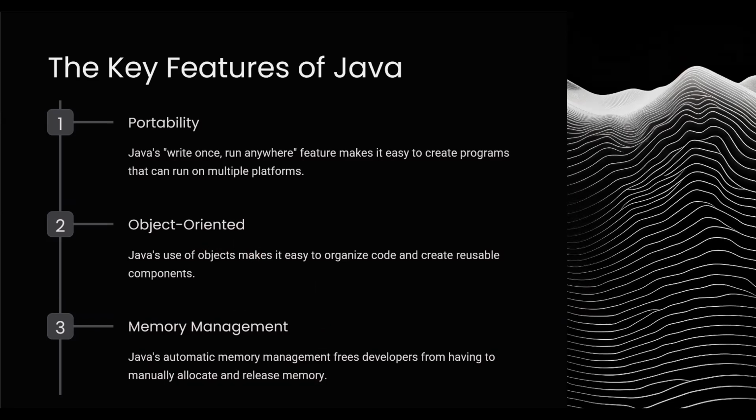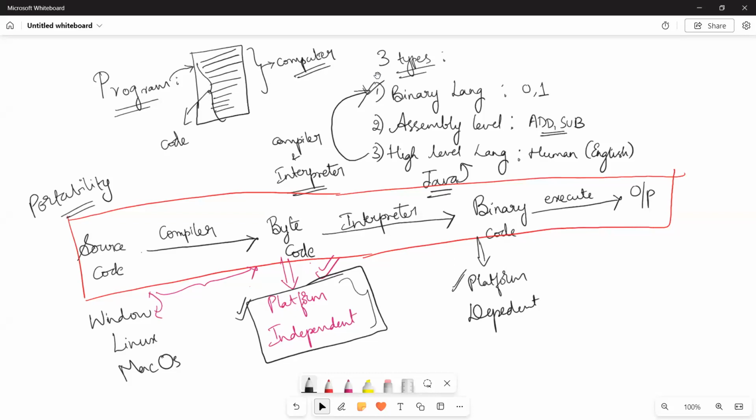I hope you understood what a program is, what types of languages we have, what source code, bytecode, and binary code are, and also what is meant by platform independent. That's it, guys, for this lecture. In the next lecture, we're going to see what JDK, JRE, JVM, etc. are. Don't worry, it is much easier than you thought.